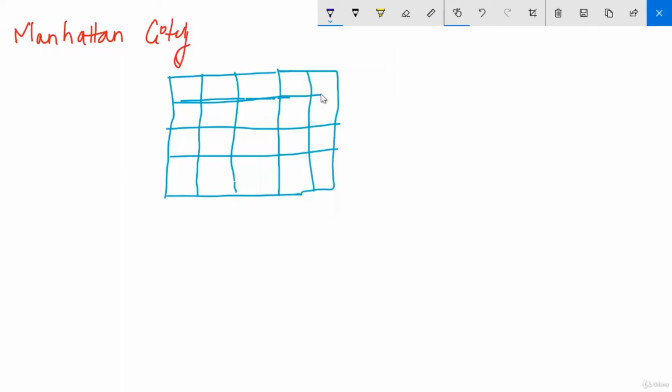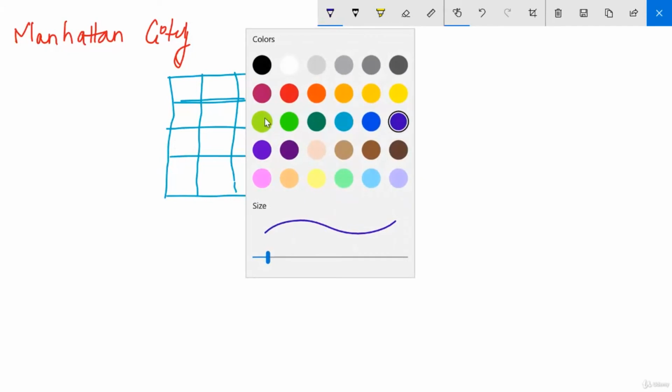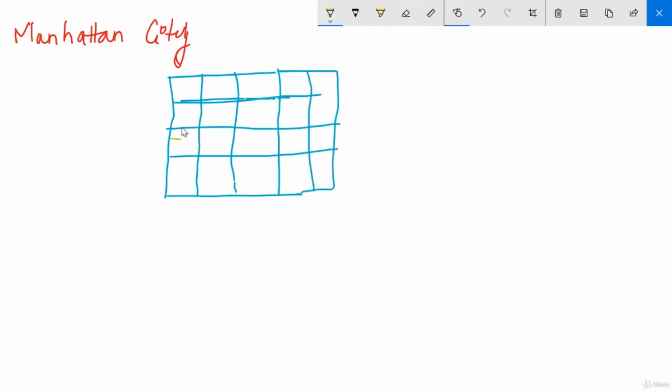What I'm trying to say here is, these are the roads. These light blue colored ones are the roads, and between them there are houses. These are the houses, planned houses, buildings, like this. These are the houses, and there will be a park here. And these are the roads. So, Manhattan city is somewhat like this.